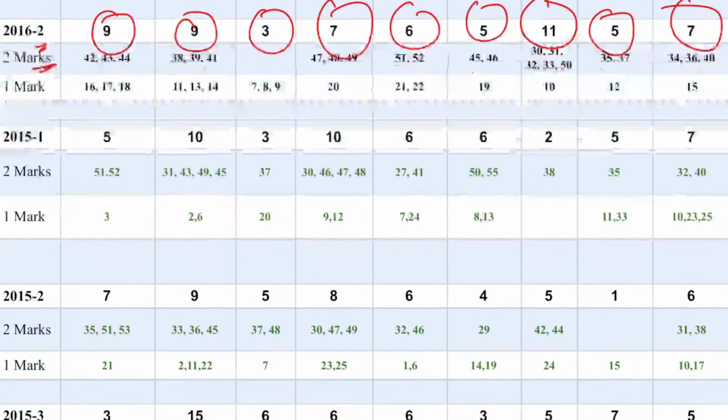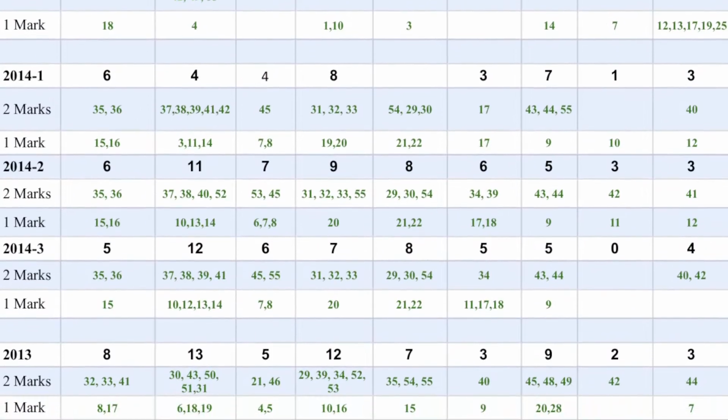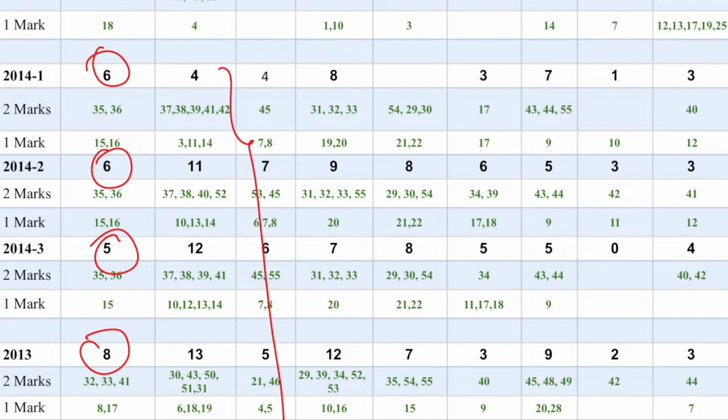Similarly, you can see this for 2015 and 14 also, and 14 and 13 distribution too. TOC came for 6 marks here, and in 13 it came for 8 marks. Same you can see the structure for algo. In 2013 it came for 13 marks. Majorly the questions were of 2 marks.